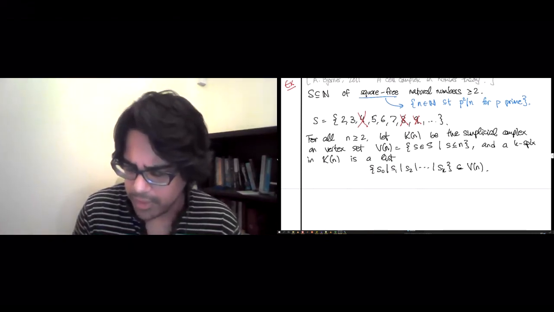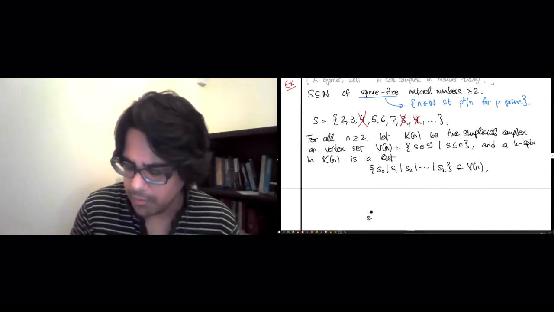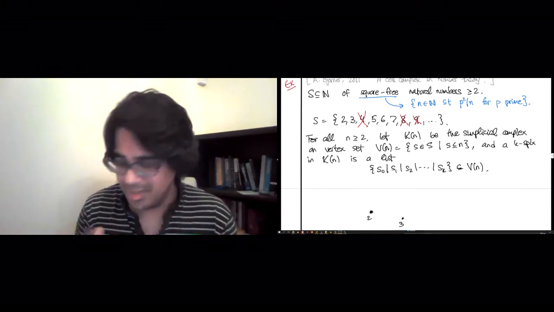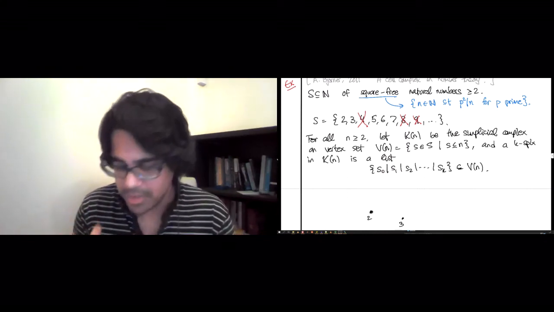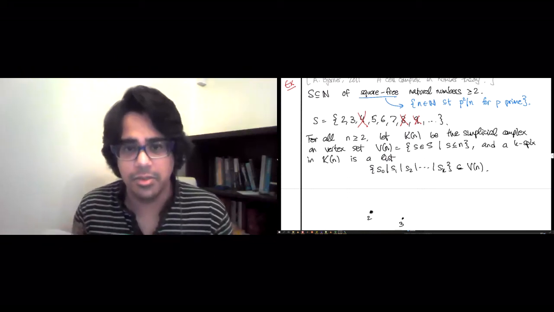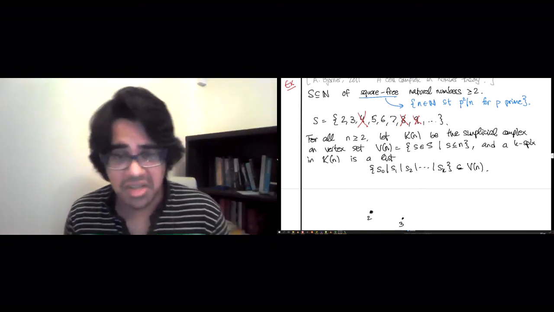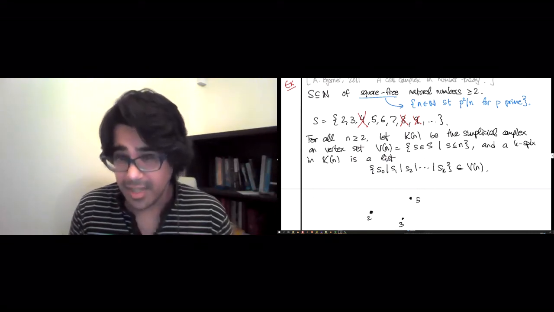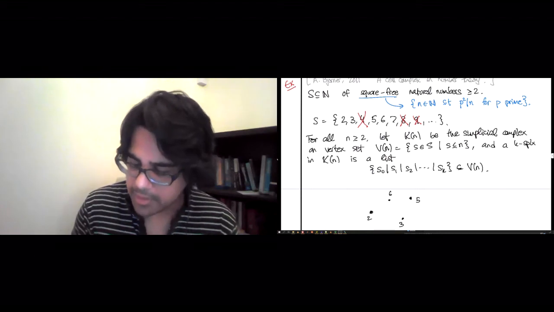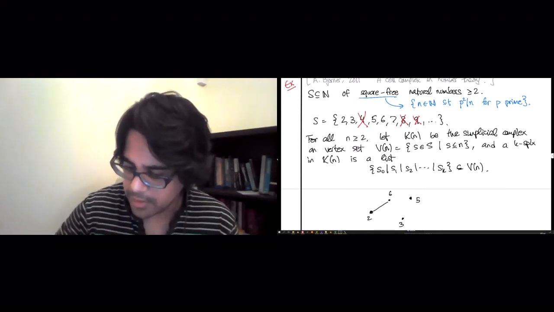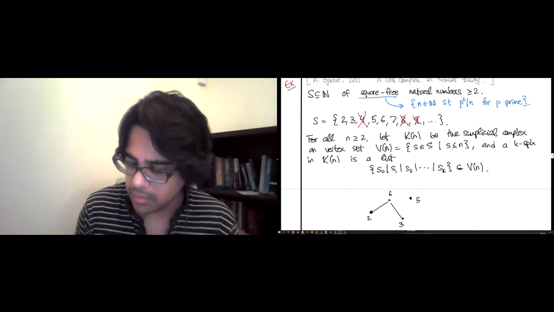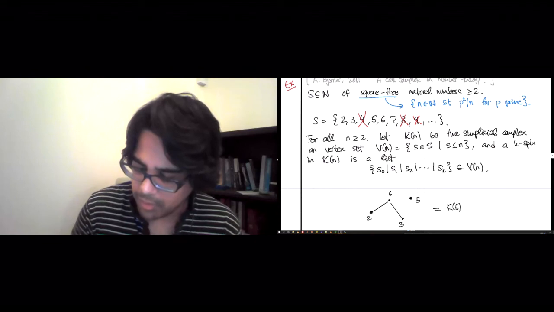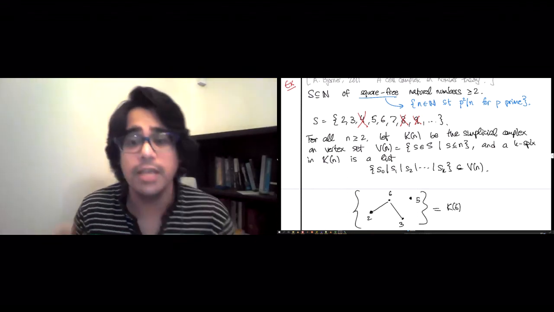It's not too difficult to start drawing pictures of what this looks like. V_2 is just the single vertex 2. V_3 is the vertices 2 and 3. V_4, nothing happened. V_5, you add this. V_6 is interesting because you get 6, but now 2 divides 6, and 3 divides 6. So now K_6 is a somewhat interesting simplicial complex, and you can keep going larger and larger.